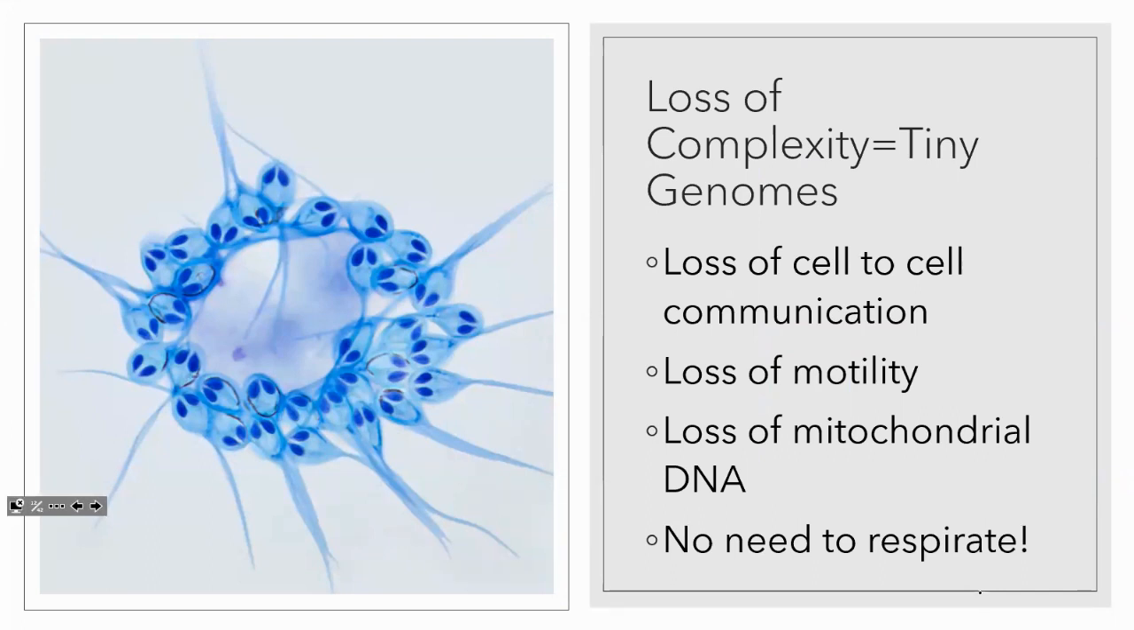So anyways, this loss of complexity results in tiny genomes. You no longer need huge genomes to store the genetic information for lots and lots of structures. This has resulted in some very interesting traits in Myxozoa. These are Myxozoa here. For instance, there is loss of cell-to-cell communication, which is something that we thought was necessary for multicellular life to exist. In a lot of ways, they have lost any type of motility.